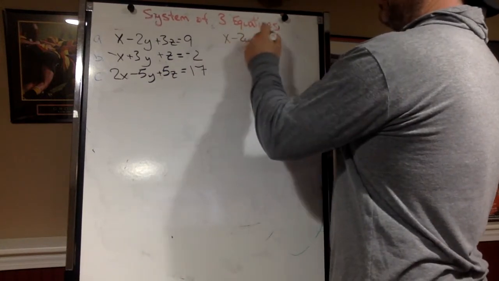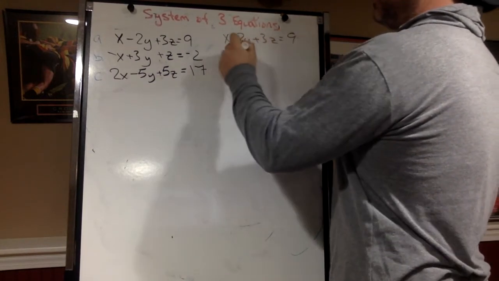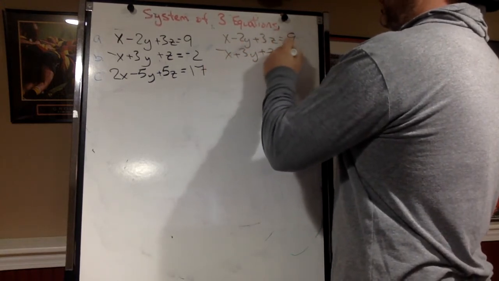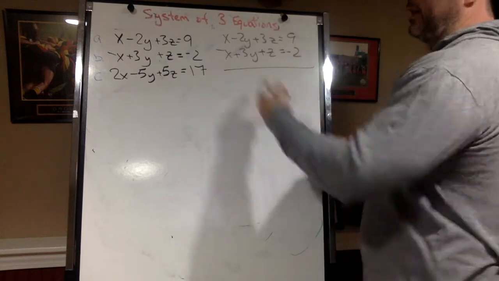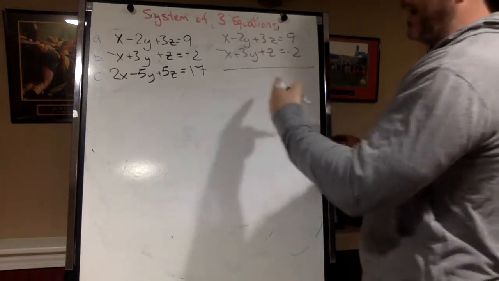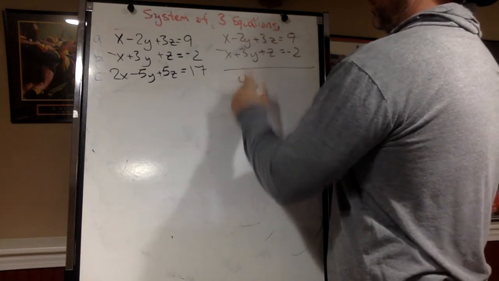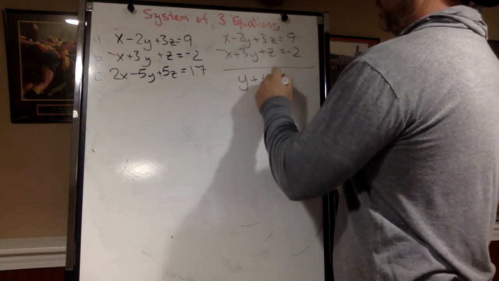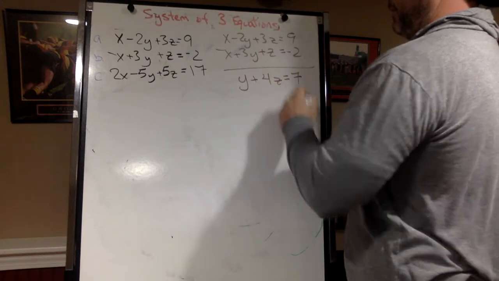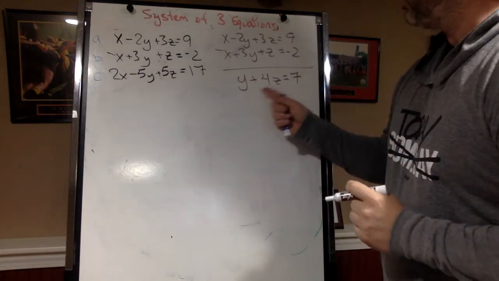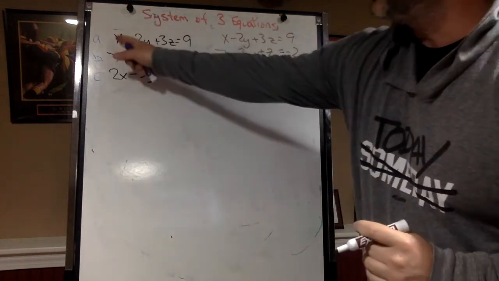x minus 2y plus 3z equals 9. Negative x plus 3y plus z equals negative 2. So those are just ready that we can combine them. We can just add. So x and negative x, boom, cancels out. That's what we wanted. We get y plus 4z equals 7. Okay, so what do I do with that? Well, I got it down to two unknowns. I need two equations. So I did A and B.